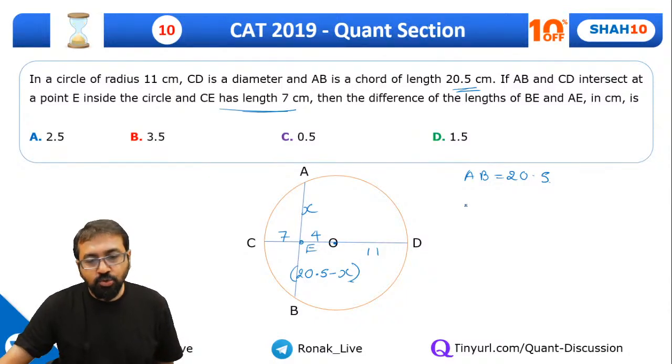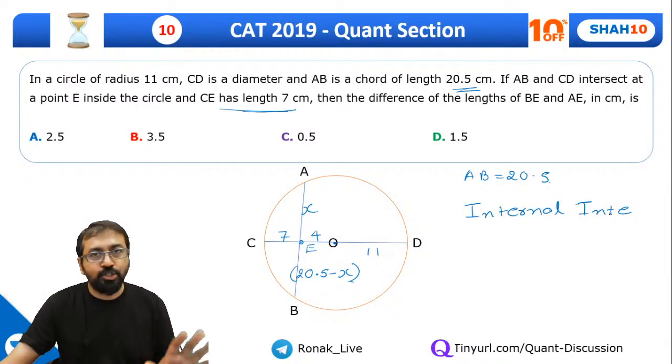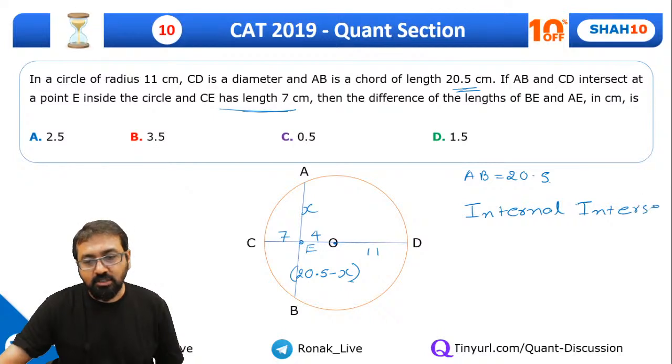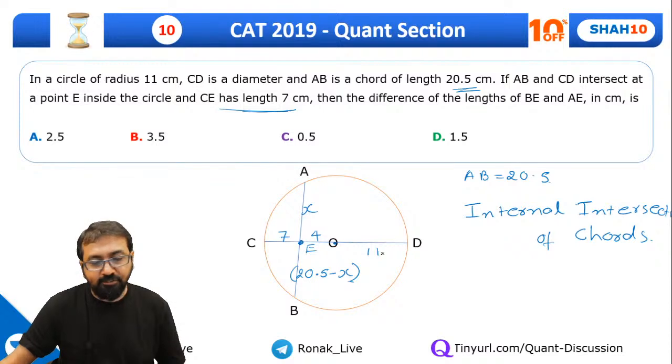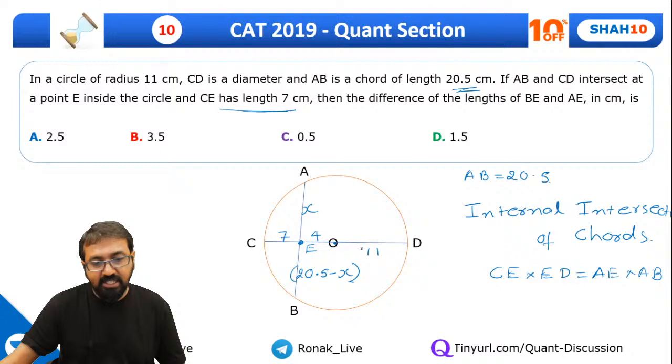Okay. Now guys, we just need to apply this concept over here, internal intersection of chords. If you remember this theorem, good; if you don't remember this, you can't solve this question. I have explained internal intersection of chords during the geometry session. It says that if two chords intersect at point E, then CE into ED will be equal to AE into BE. So if we just put the values, CE into ED is CE 7, ED will be 15, 4 plus 11, 15.